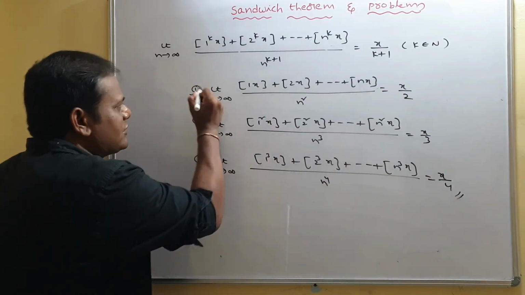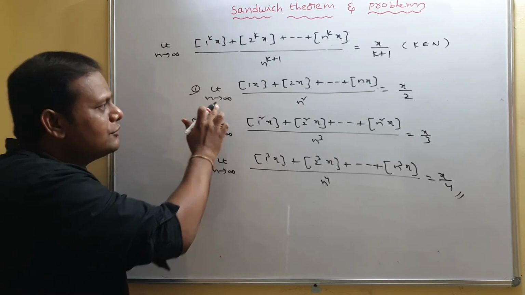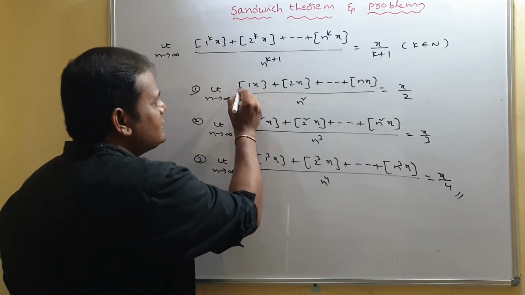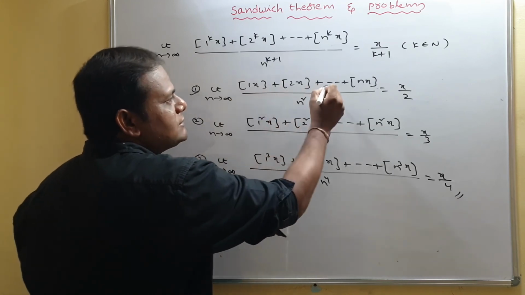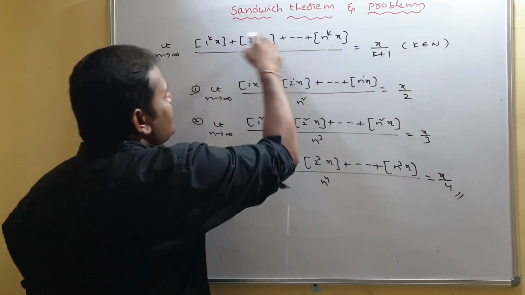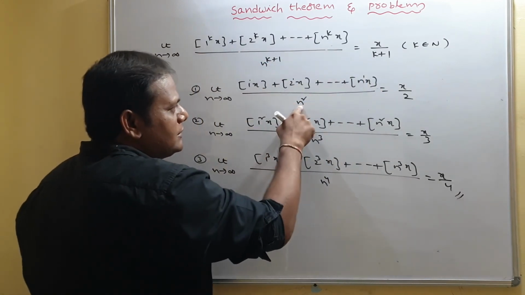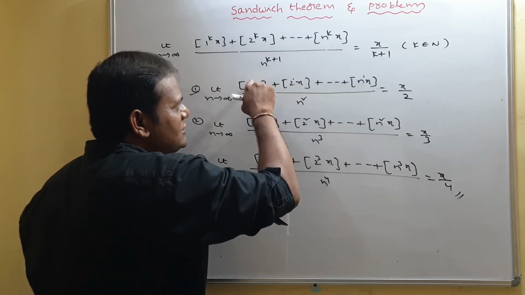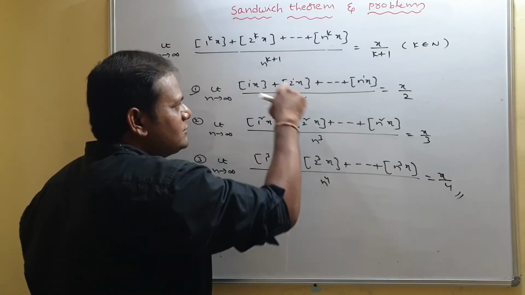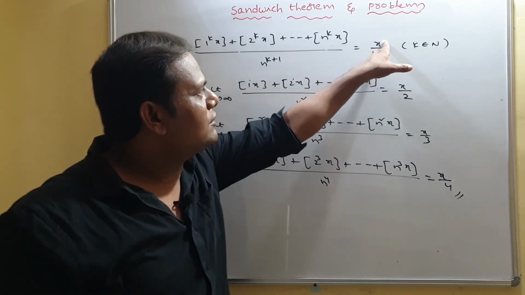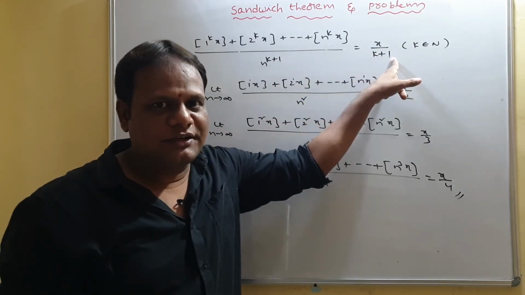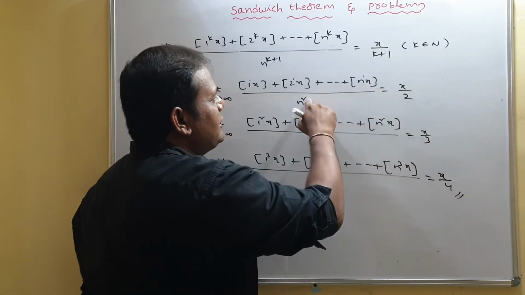Here you observe the first one. Just now we evaluated this limit and we got x by 2. Listen, here it is like [x]1 plus [x]2 so on plus [x]n. Here power is what? 1. So k is what? That is 1. By n power, so here power is 1. So in denominator it should be power k plus 1. So it will be here 1, so it is 2. Then answer is what? x by power in the denominator. That is x by k plus 1. So here answer is x by 2.